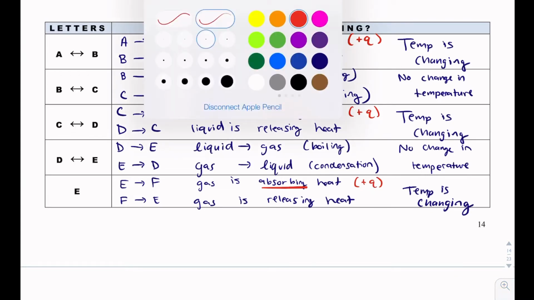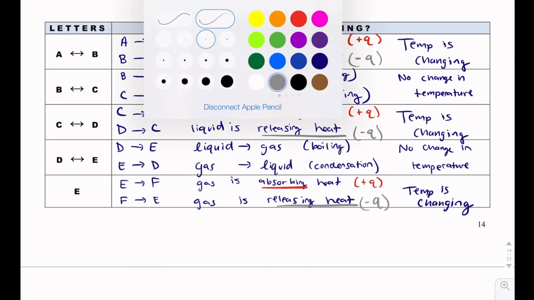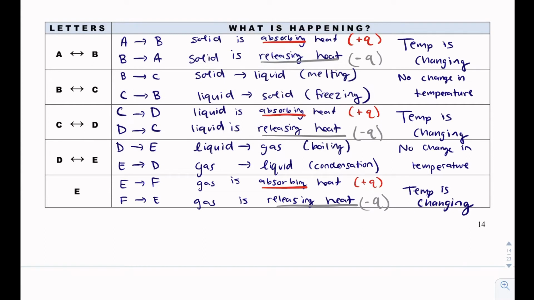Now, I'm going to use, let's see, I wanted like a light blue, but this will be fine. If we're releasing heat, we're still dealing with heat, so it's Q, but it's going to be negative, okay? It's going to be important. And then we'll get to this, but I think this is a great place to put it, and it's okay for something to show up twice in the notes.